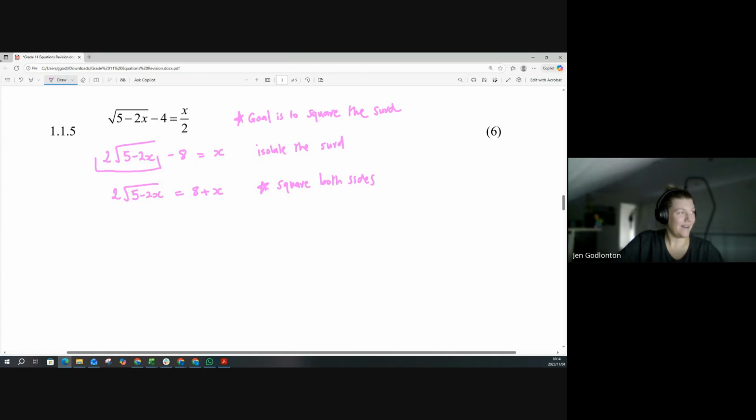So now I'm going to square both sides. I'm just going to put a bracket around both of them and square them. So over here, I land up with a 4, 5 minus 2x. And this side, I'm actually just going to write out that bracket twice so that we don't make the mistake of saying 64 plus x squared, because we don't want to make that mistake. So I'm going to do my distribution over here. And here I'm going to do my FOIL.